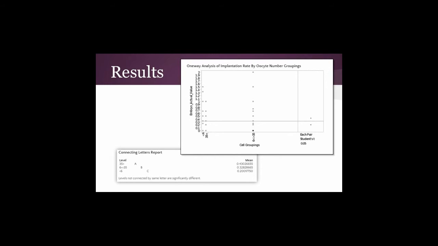Our next step was to evaluate whether the number of oocytes retrieved from a patient could affect the implantation rate. The graph shows our one-way ANOVA and clearly states that it is significant. We can gather from the letters report that more eggs produced will yield a higher implantation rate.